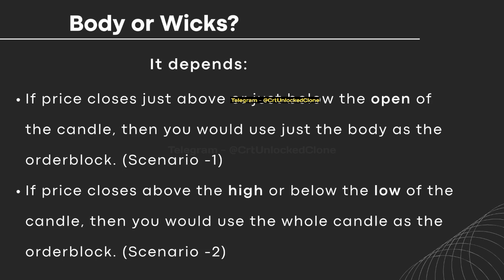The second one we've got is the opposite of the first one, which is that if price closes below or above both the open and the wick of the candle, then in that case you would choose the whole candle as an order block, including the wicks with it, right? This is the second scenario for how you can choose an order block. Now let's look at some examples here.